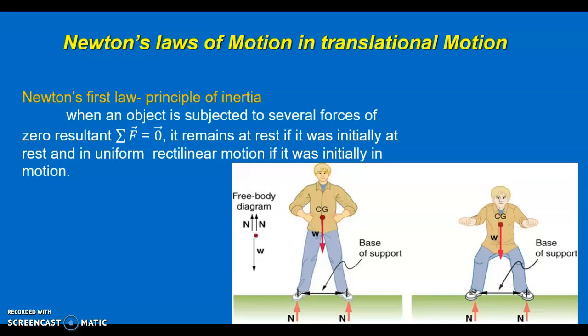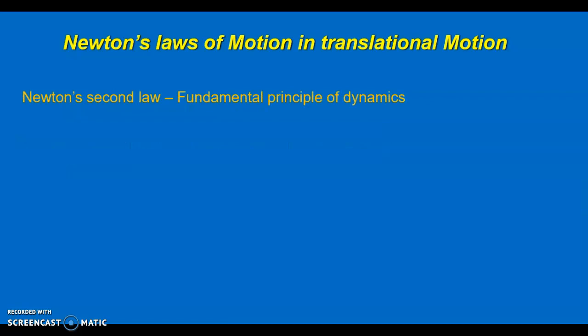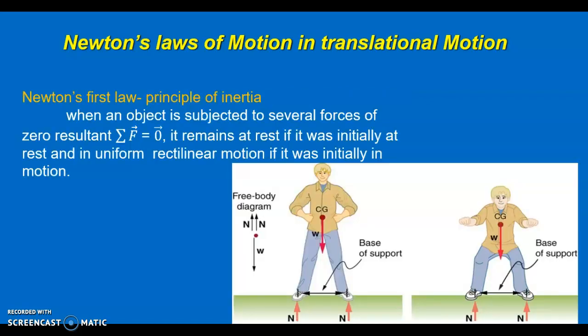There aren't any unbalanced forces acting on him. So that's why he is at rest and he remains at rest. And an example about if an object was moving and also the sum of external forces equal to 0, then if it was moving at a certain speed, then it will keep moving at the same speed.